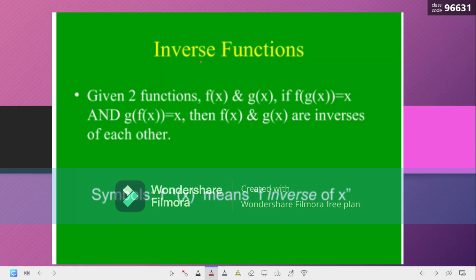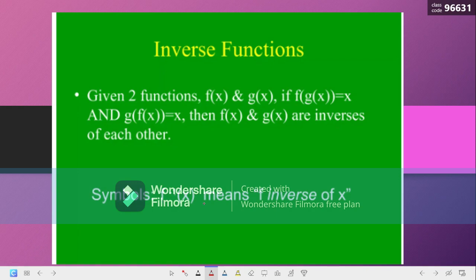Let's continue. Inverse function. Given two functions f of x and g of x, if f of g of x is equal to x and g of f of x is equal to x, then f of x and g of x are inverses of each other. The symbol we have is f inverse of x. This is how you're going to read it.